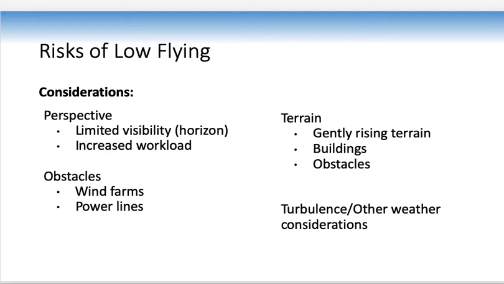Obstacles: wind farms, and power lines. Not something that can usually be in the training area in terms of wind farms, but certainly if you go around to places like Crookwell, they do have wind farms. Terrain, generally rising terrain, which can be hard to see, buildings, and obstacles as well. They can be hard to notice, being quite low, so you want to watch out for that. And turbulence, and other weather considerations. Turbulence is quite dangerous, being quite low level, it can cause a loss of control.